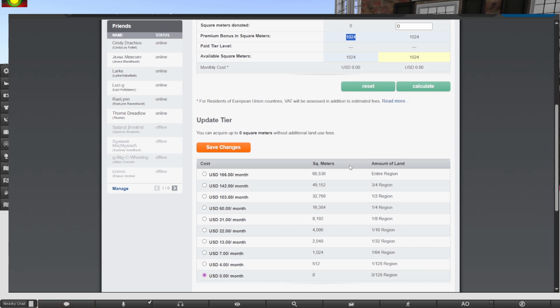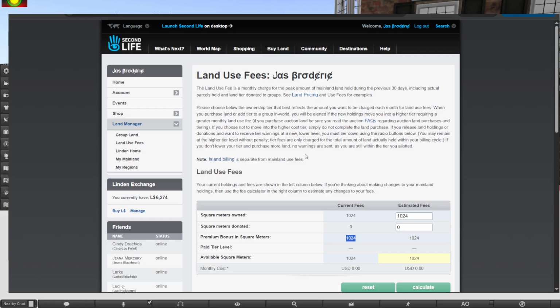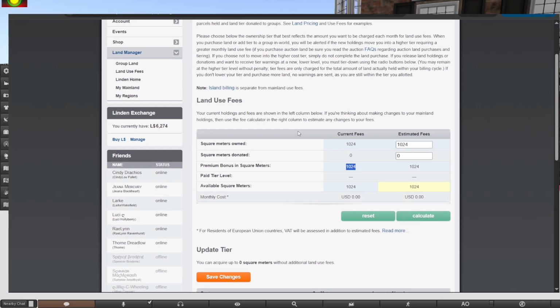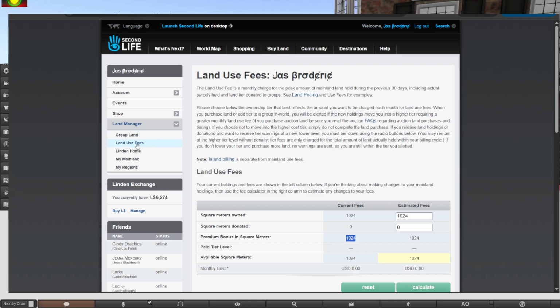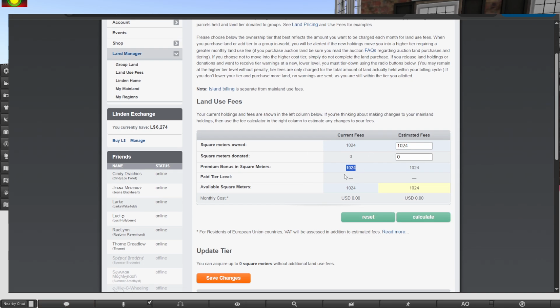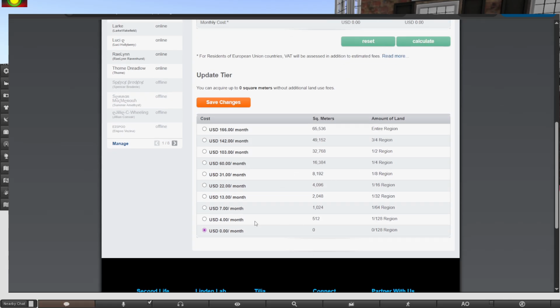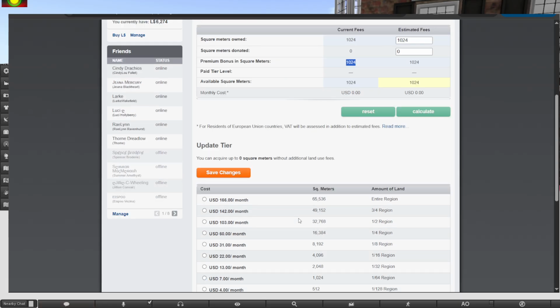Okay. So basically, if you have memberships, you can go to this tab on land use fees under land manager, and it'll tell you how much you own, how much you have for free, which is your bonus, right? And then you'll be able to figure out, okay, I've only got this much for free. So from Linden Labs, I could get land and you can figure out how much per month based on what bracket you're going to fall in that you'll be paying extra.